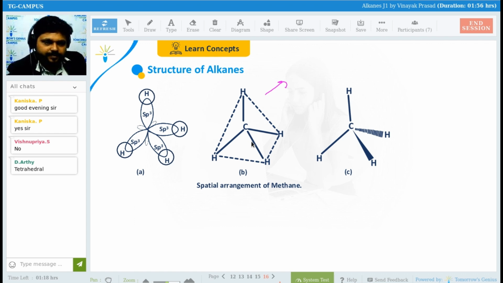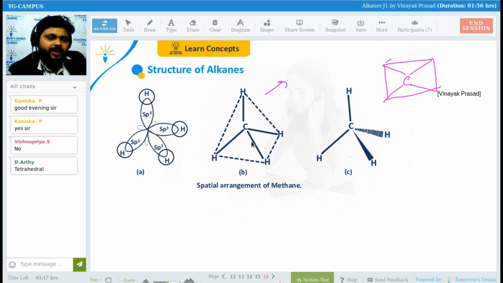What are you saying, guys? Is this a tetrahedral molecule or not? The answer is right, that is a tetrahedral structure. If it were square planar, it would look like this, a square. One carbon will be there, and this would be the arrangement of the square planar. But an alkane is not square planar, it is tetrahedral. Is it fine, everyone?